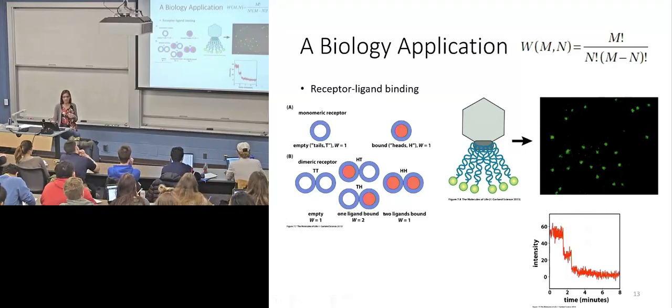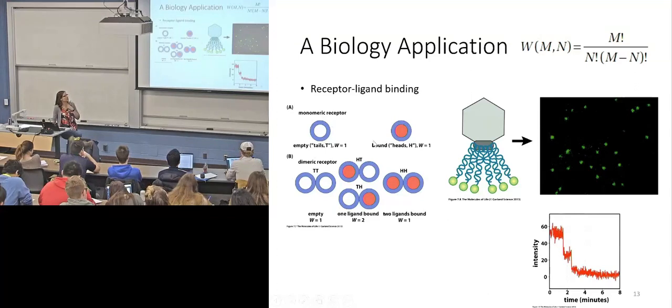Okay, and receptor ligand binding is a really practical biological application where multiplicity and this binomial situation is very relevant. So here we have a monomeric receptor, okay? We can call empty, you could call it tails if you want. I'm cool with just empty, unbound, bound, whatever, however you want to code them, okay? So you have 2 options for a monomeric receptor. It either is empty or it is bound by some ligand. Multiplicity in both of these cases is 1. Right? There's only one way for it to be attached, there's only one way for it not.